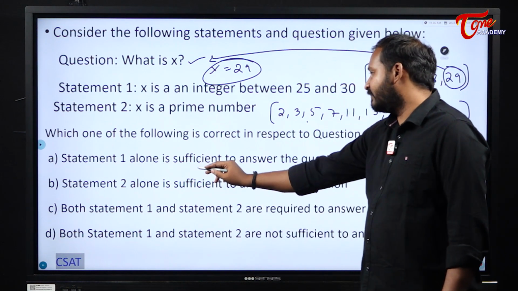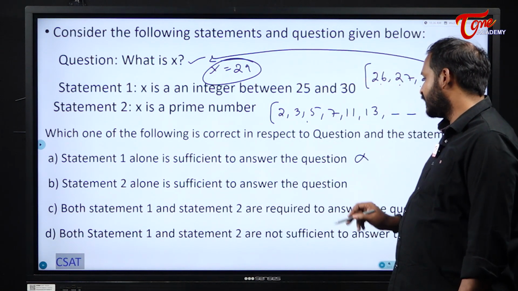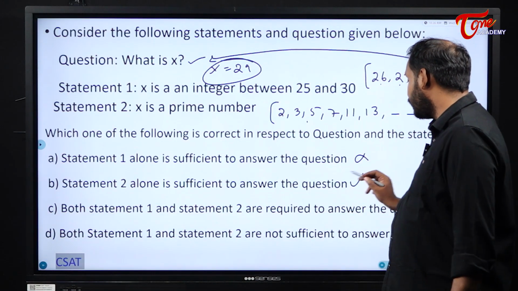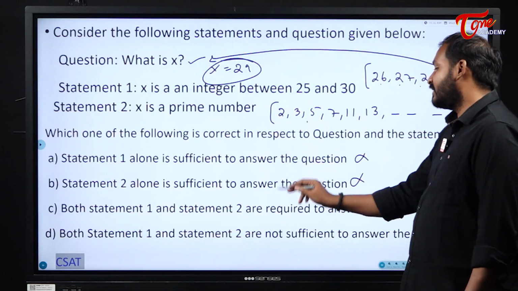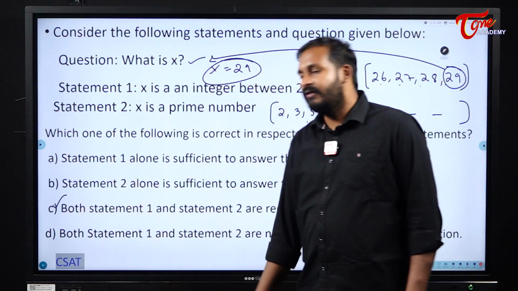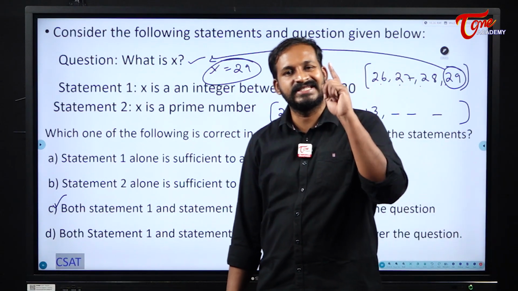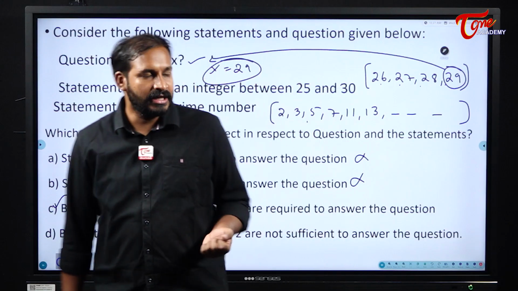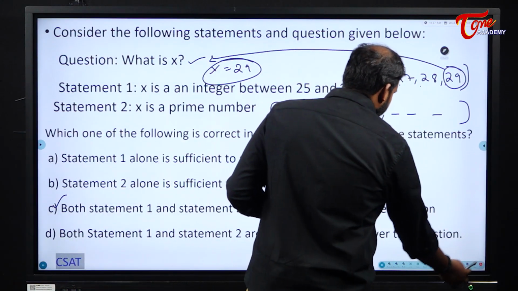First option is statement 1 alone is sufficient. No, with statement 1 we have 4 choices, we cannot tell. Statement 2 alone, no, we have infinite choices. Both statement 1 and statement 2 are required to answer the question, yes. We require both statements, then only we can say a single value for x, that is 29. Okay, we will see the next one.